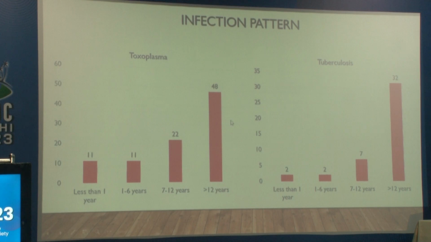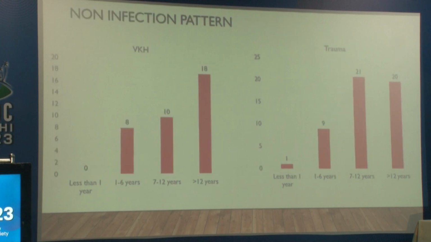Toxoplasma versus tuberculosis were the major infection patterns, and toxo was predominant in the less than 1 year age group versus TB. In non-infectious uveitis, VKH was the leading cause. It was mostly found in the more than 12 years age group.